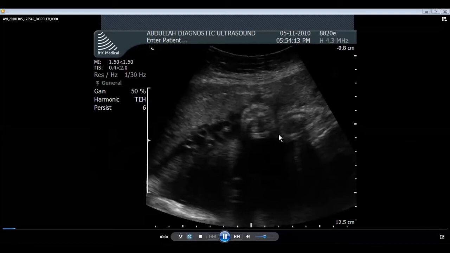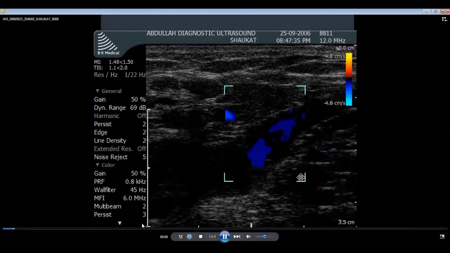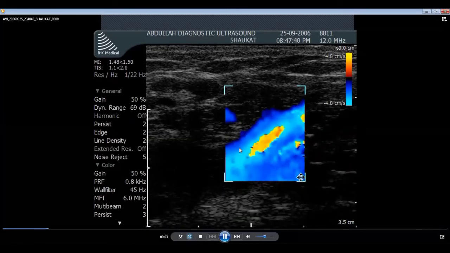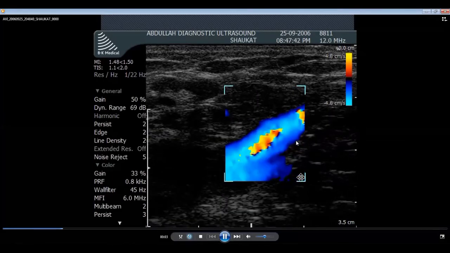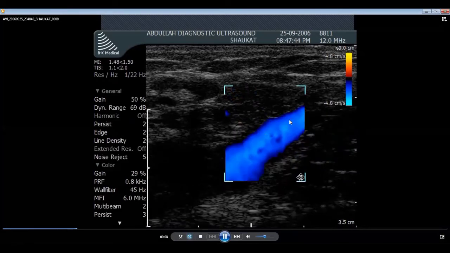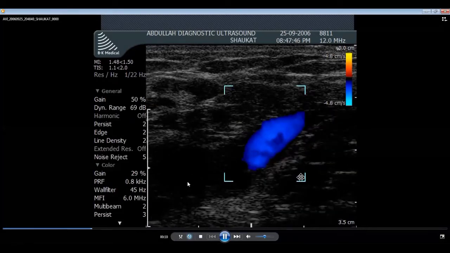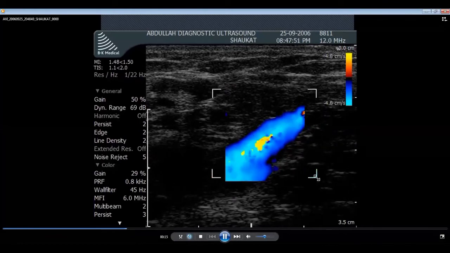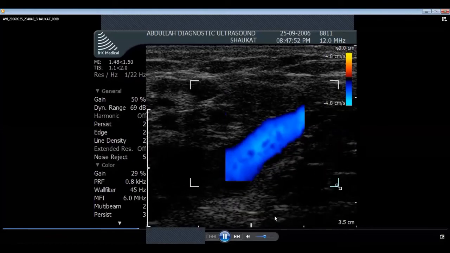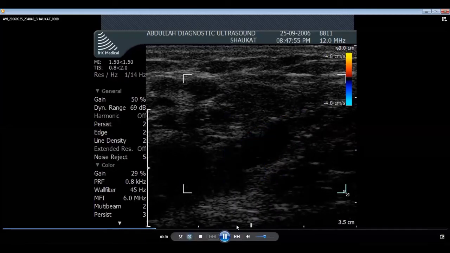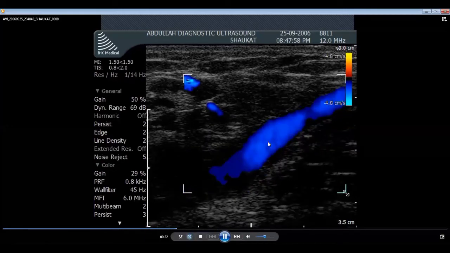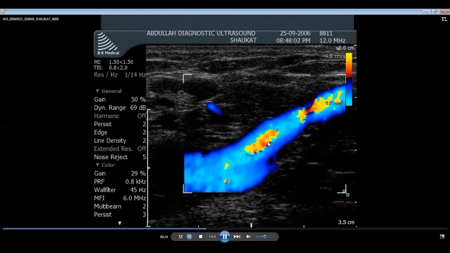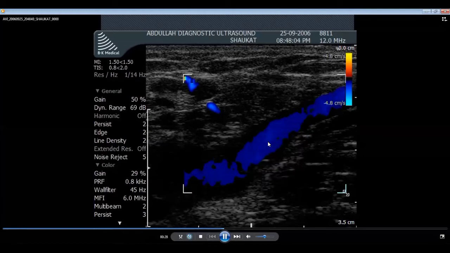Last two videos of saphenous vein, saphenofemoral junction. This is the saphenous vein. We'll show you on a patient in a moment. This is the great saphenous vein entering the femoral vein in the groin. And now you will see that I will ask the patient to take a deep breath and bring his or her tummy out, the so-called Valsalva maneuver.